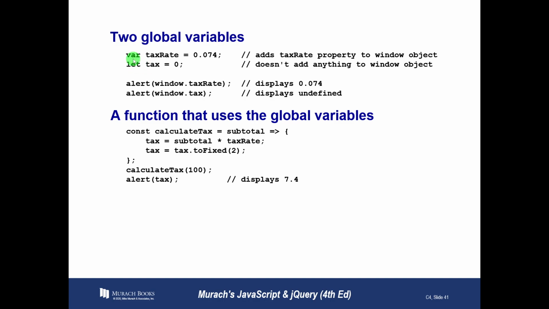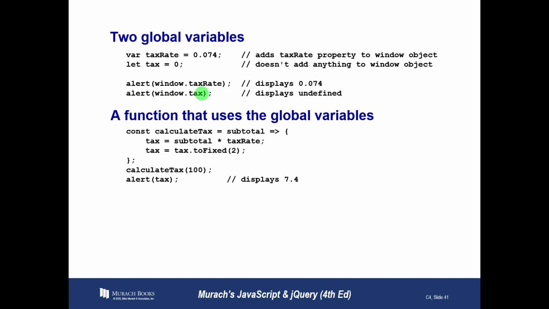But since I declared one with var and one with let, let's see what happens when I call alert and I say window.taxRate. It's going to display 0.074 because taxRate got added to the window object when it was declared, because we used the var keyword. Let tax equal 0 is a global variable as well, but it doesn't get added to the window object. So if I try to alert window.tax, it's going to display undefined because it didn't add anything to the window object, and that's a good thing.